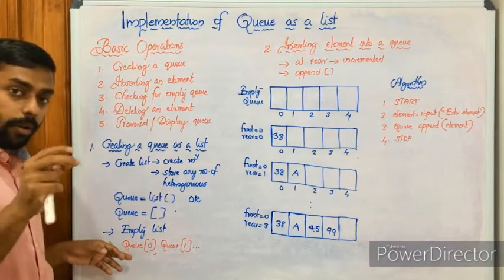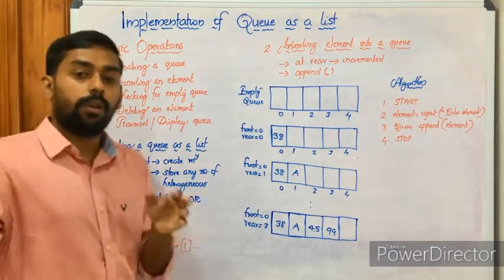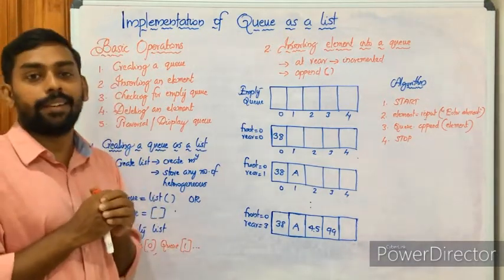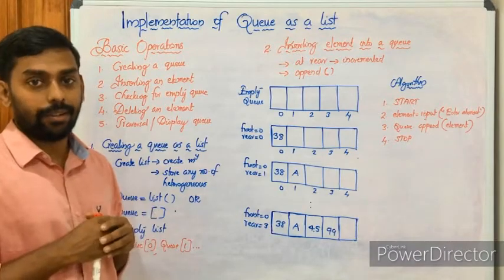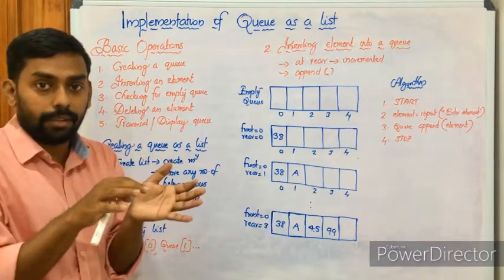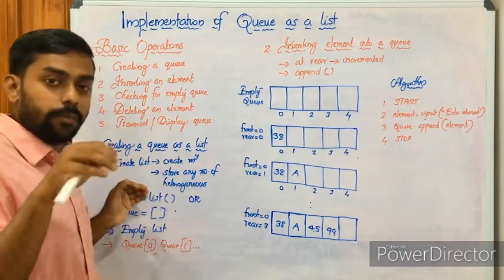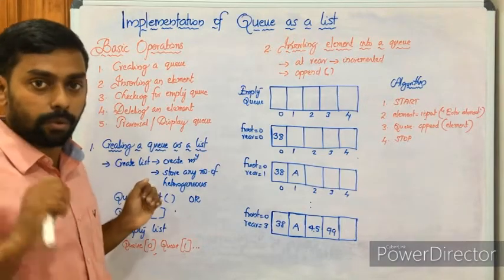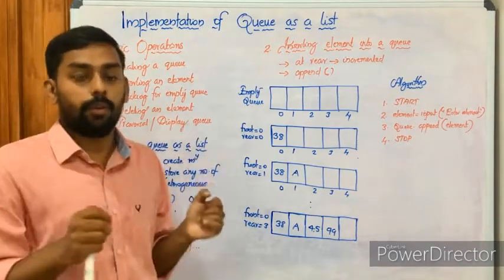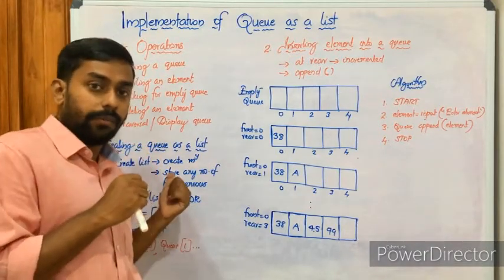The elements or positions will be queue of 0, queue of 1, queue of 2, and it goes on. So this is how we can create a queue as a list, using the function list or simply using square brackets, which creates an empty queue. The indices will be at queue of 0, queue of 1, queue of 2, and so on. So this is the first operation which can be performed on a queue, creating a queue. Before performing any operation, you have to create a queue first. That is what we have done.